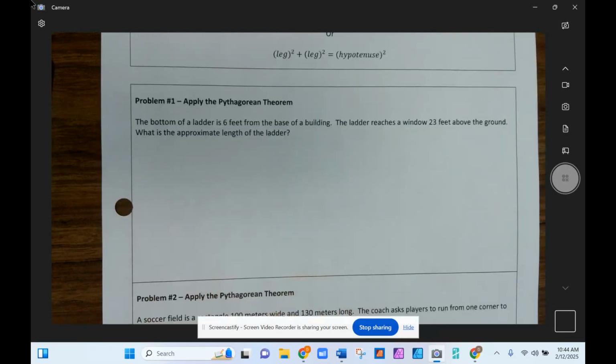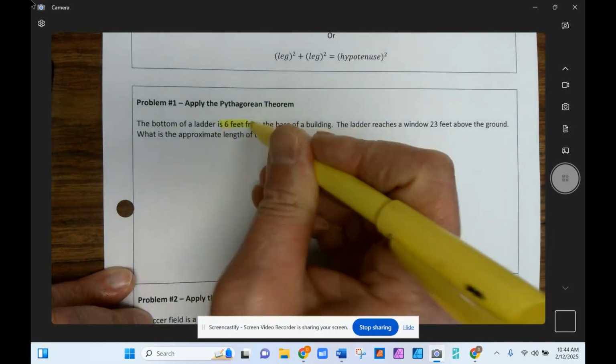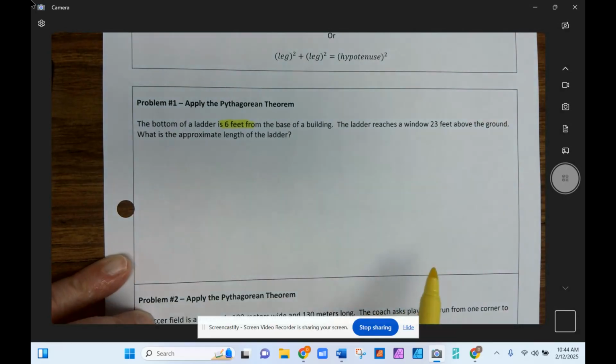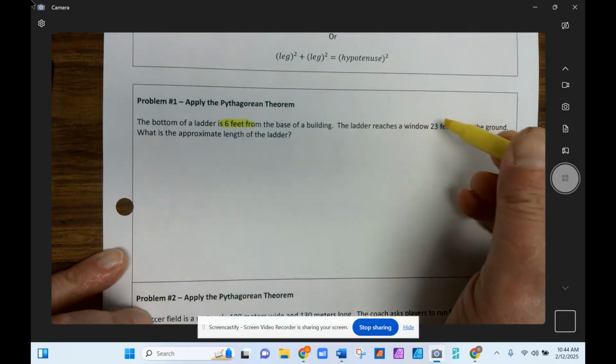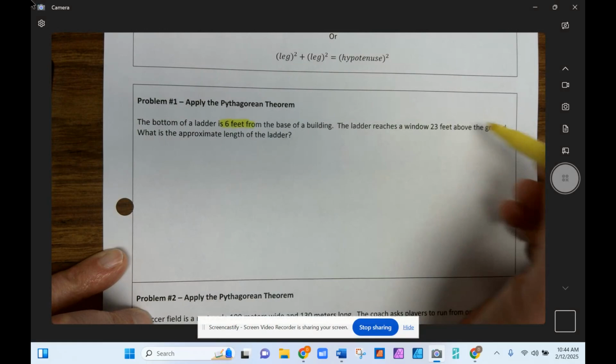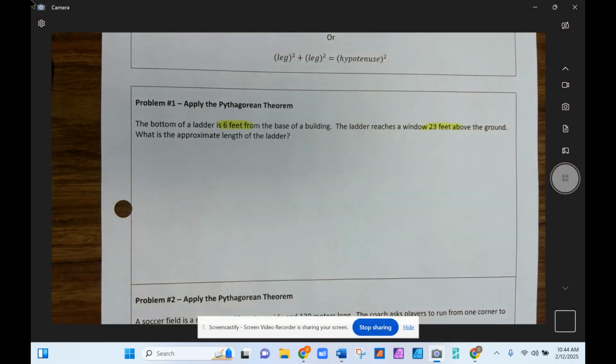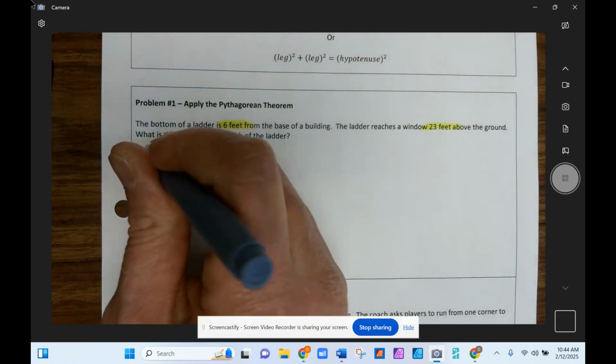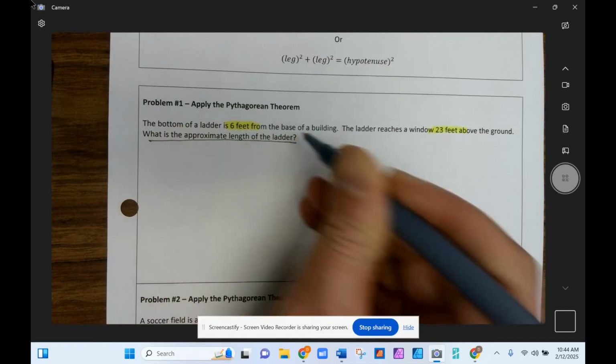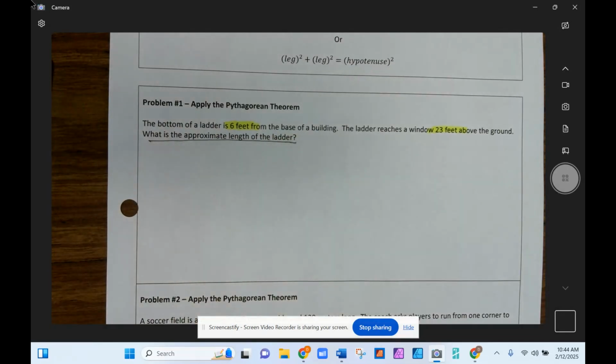So if we're taking a look at this first one here, the bottom of the ladder is 6 feet from the base of the building. I'm gonna start doing a new thing when we talk about word problems. The ladder reaches a window 23 feet above the ground. So I'm going to highlight the numbers in here. And what is the approximate length of the ladder? So this is the question that it is asking. So this is the kind of information that I have here.